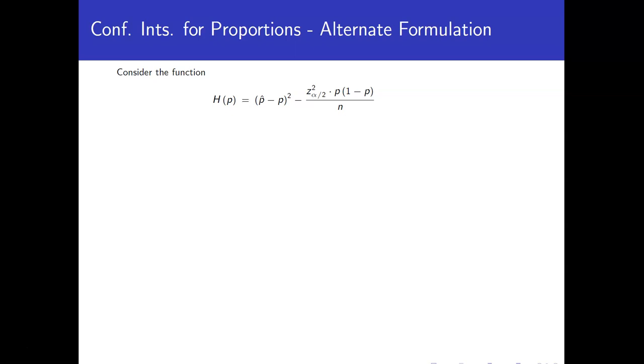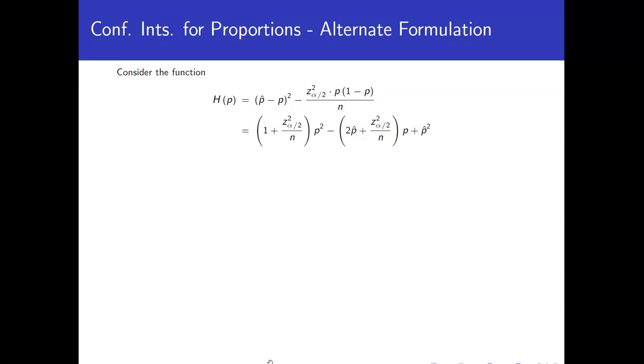So we've got this function h of p, which is going to be our (p hat minus p) quantity squared, minus z squared sub alpha over 2 times p times (1 minus p) over n. Don't worry about where this function came from right this second. This is our function that we're going to be considering for this development. Recall that our p hat here is our sample proportion, so our y over n. Same idea as what we had in class.